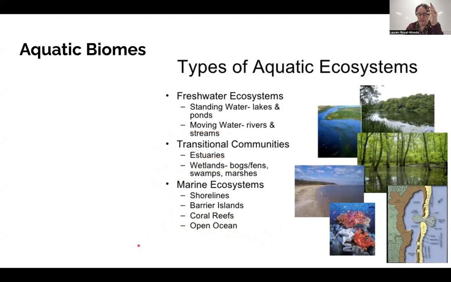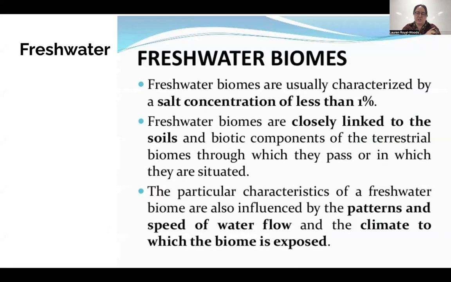Now, freshwater. Freshwater biomes are characterized by a salt concentration of less than 1%. They're very closely linked to the soils of terrestrial biomes, because the soil is basically what filters a lot of the water when it rains, and we get groundwater, which we're very much dependent on. Particular characteristics include patterns of speed of water flow, with certain rivers.